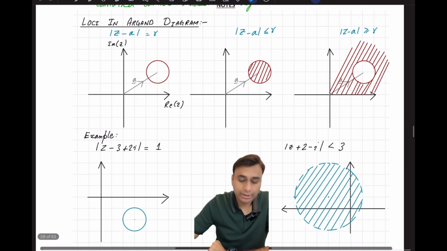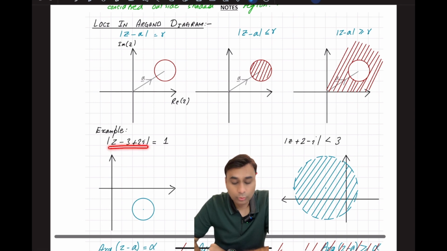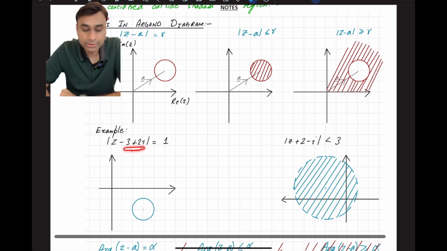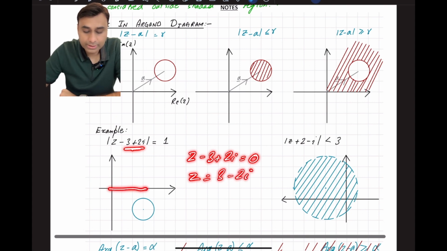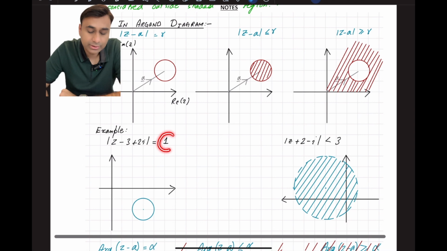Like for example, if I am being asked to represent locus of all the points satisfied by this particular equation. So first I will find out the center of it, which is going to be z minus 3 plus 2 iota equals 0, or z is equal to 3 minus 2 iota. So 3 on the real axis and minus 2 on the imaginary axis, I'll get the center of that circle. After I have found out the center of the circle, I will identify that I have to make a circle of radius 1. So with this point as center, I'm going to make a circle of radius 1.